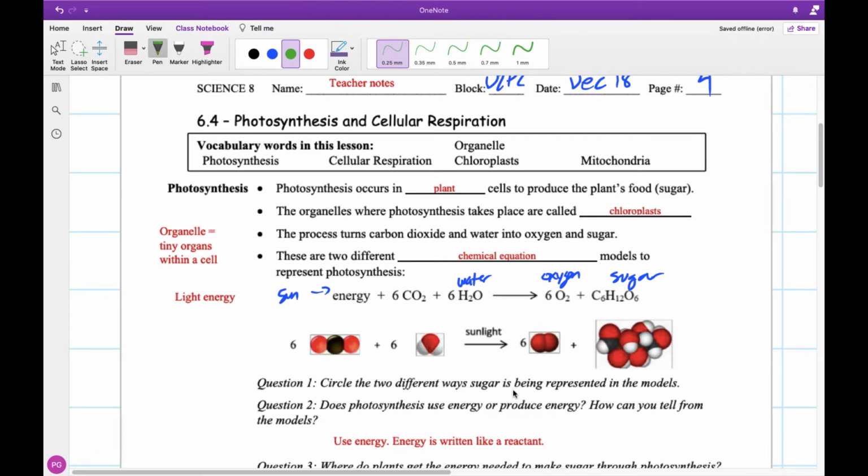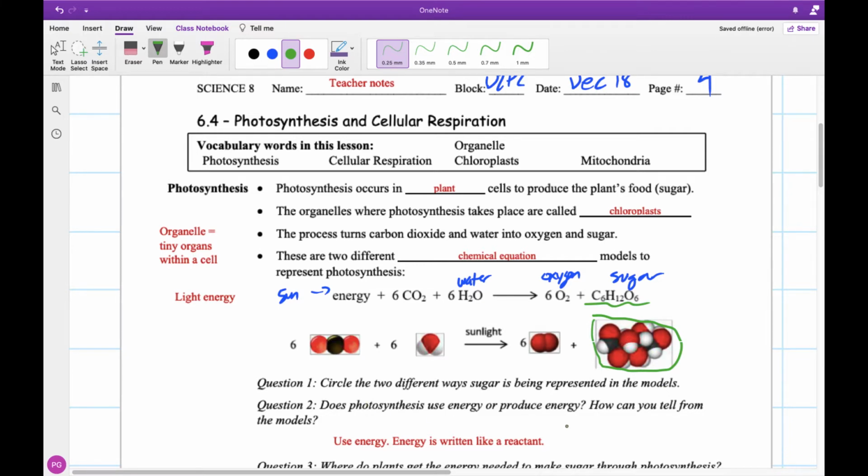Now the two different ways sugar is being represented in the models, we've got one right here which shows all the different types of atoms that make up our sugar, and then this one right here which shows the arrangements of these atoms. In this case, I believe the red ones are our oxygen, the black ones are the carbon, and the white ones are our hydrogen.